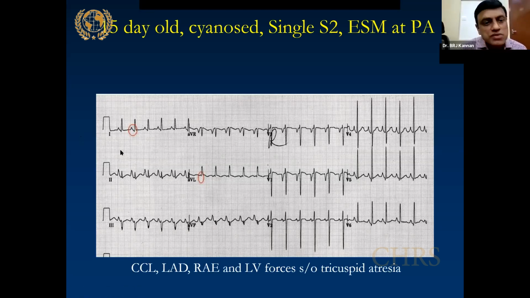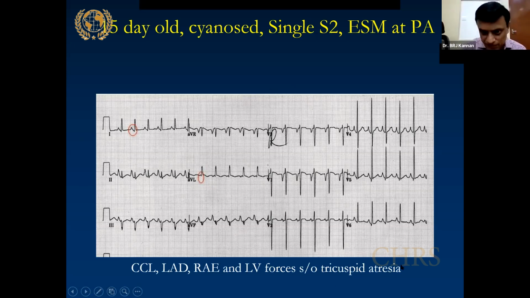Here, Q waves are seen in 1 and AVL. That means there is a counterclockwise loop. And in addition, in V1, V2, V3, there is no R at all. That means there is no RV dominance at all. Totally RV has regressed. So if you combine all these things, absence of right ventricular forces, left axis deviation, counterclockwise loop, if these three things are there, it's very, very specific for the diagnosis called tricuspid atresia.